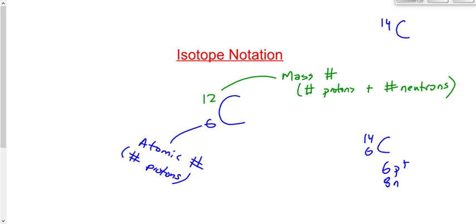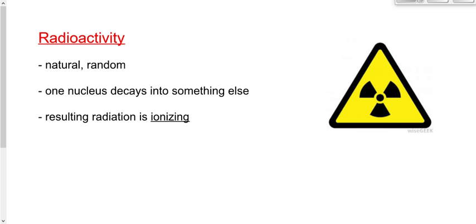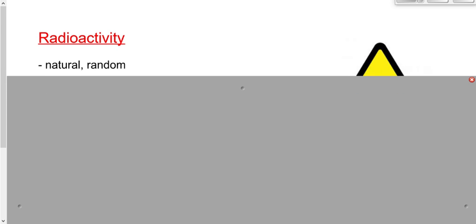Another way you may see this written is something like this. Again, the mass number is 14. The atomic number, we don't know what it is right now, but we can look it up on our periodic table and find that it's 6. All right. Now, why do we learn about isotope notation? Because when we study this new concept of radioactivity, it sometimes becomes a very important notation that we end up using.